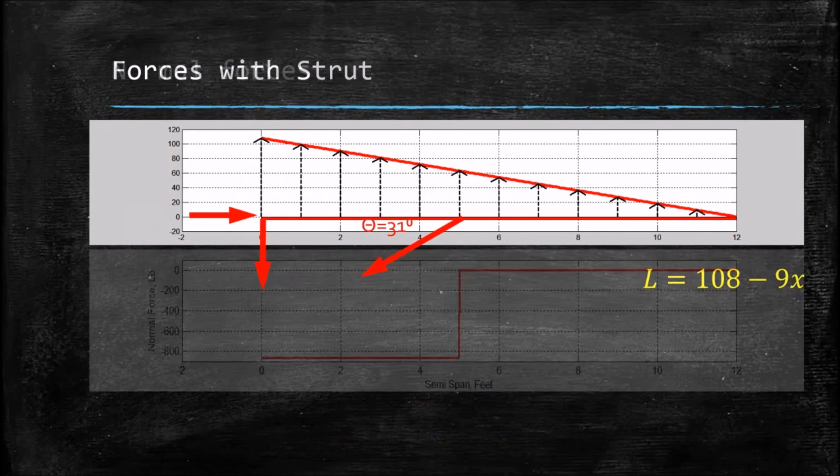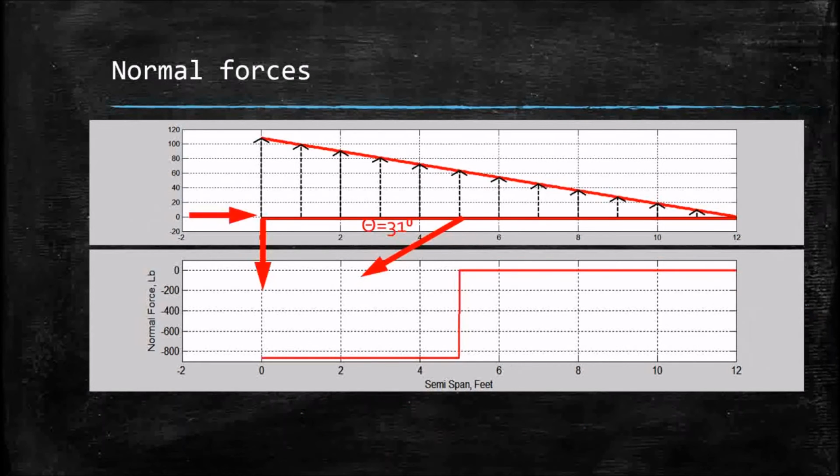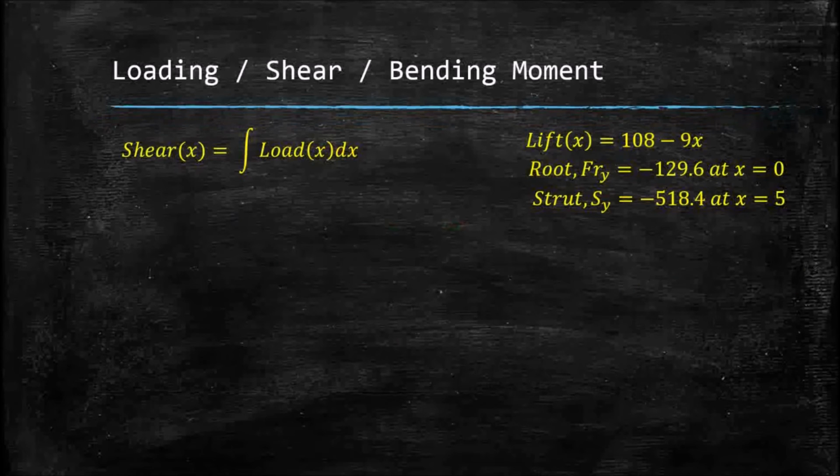For the normal forces, again, by inspection, we've got minus 862.3 force, and it's negative because it's in compression by our conventions for internal force between the root and the strut, and then beyond the strut it's just 0. So I won't spend any more time on that. So let's work out the rest of our stuff.